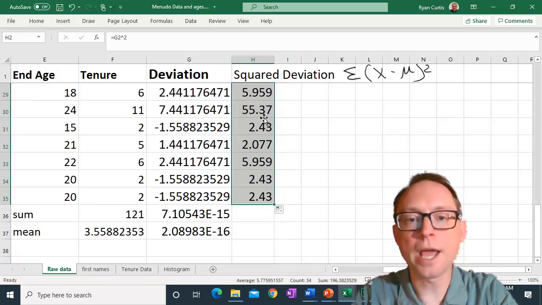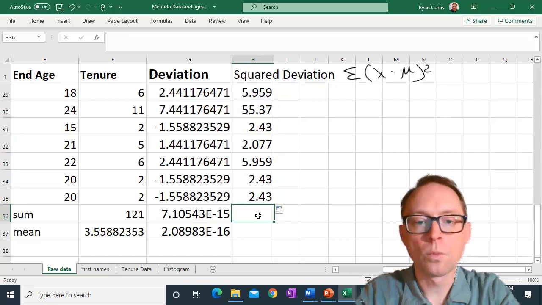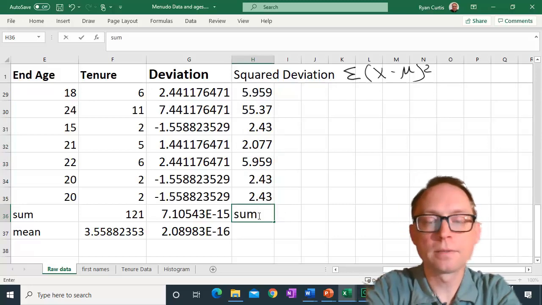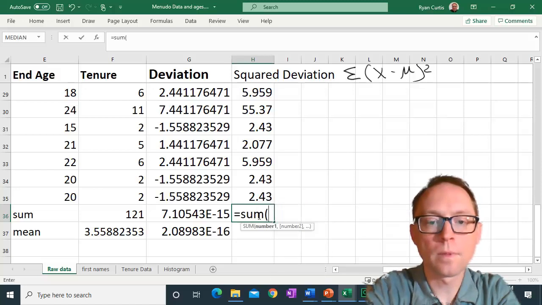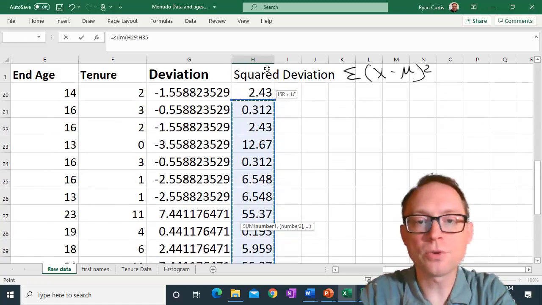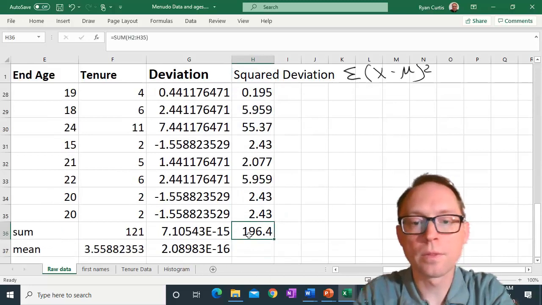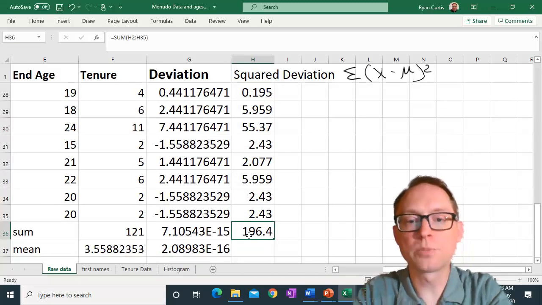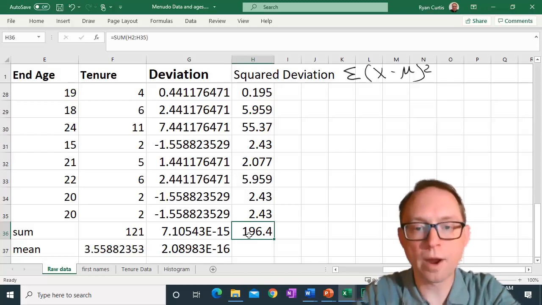Okay, this is everybody's x minus mu squared. When we take the sum of everybody's deviation squared, the sum of every deviation squared, we get 196.4. This is the sum of square.